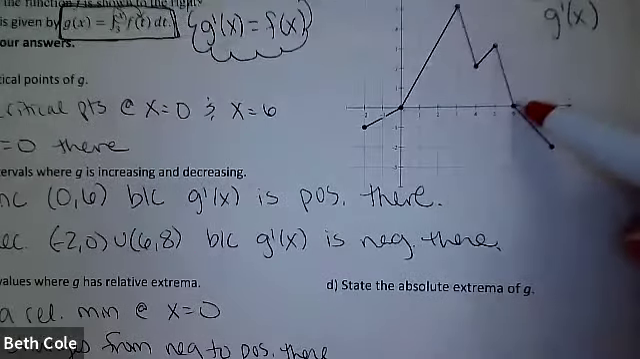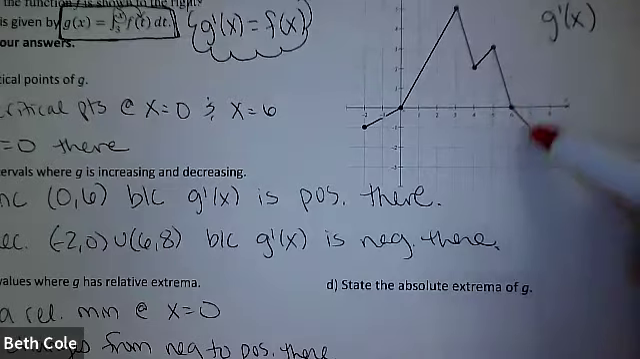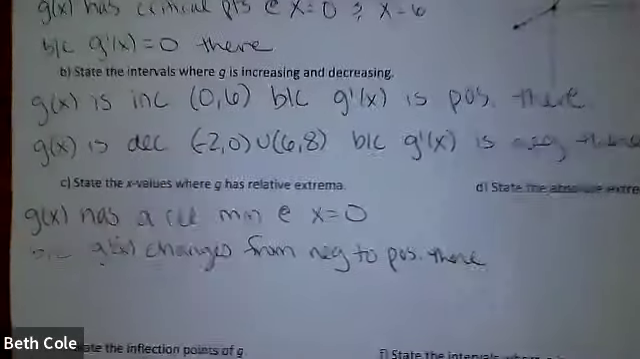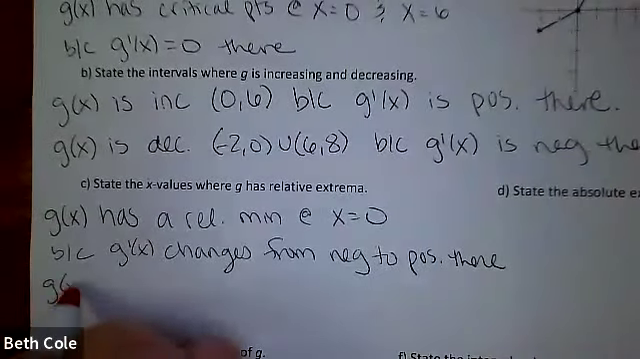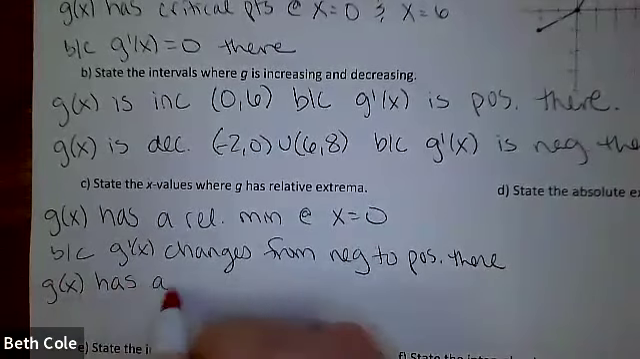All right, what's going on at 6? We have a change from positive. Go ahead and see if you can write the sibling sentence. It's going to be almost the exact same thing. It starts G of x has.